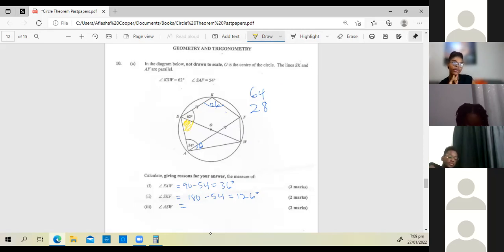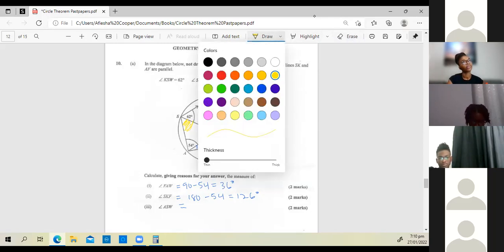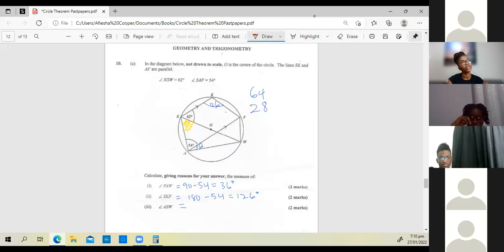Jewel, how did you get what you got? Miss, I did 180 minus 54 plus 62. And I got 180 minus 116, and I got 64. Yes, Mrs. Hold on. So what did you do? 180 minus, in open brackets, 54 plus 62.